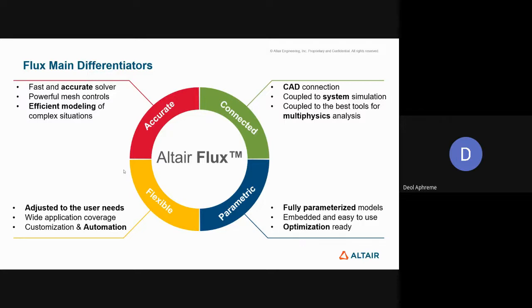Like I said, inrush current and all of that, if you have all the values, Flux gives very accurate values. We can import any form of CAD, we can couple with any system level simulation tool, and we also have some of the best multiphysics analysis tools like OptiStruct and AcuSolve. With fully parameterized models, you can parameterize the entire embedded model. Optimization can be easily done at the click of a button, and you can also adjust to the user's needs.